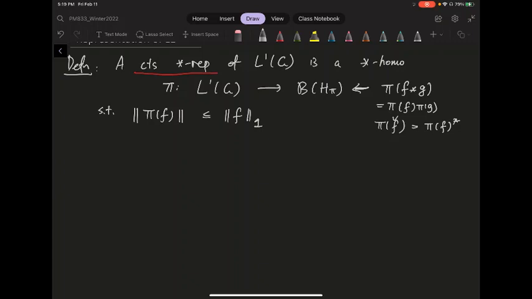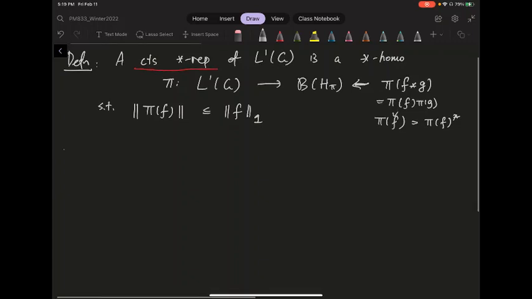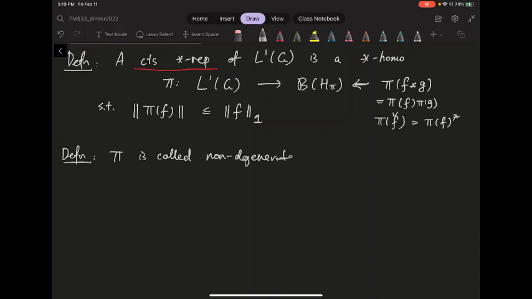All right. And just a slight note, we also say this pi is called non-degenerate if the following happens: if for every h inside your H pi, this h is annihilated by your entire pi of L1 of G, meaning pi of f applied to h is equal to 0, that would just imply your h is equal to 0.